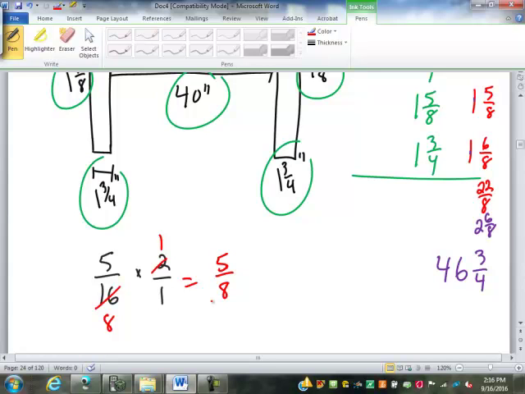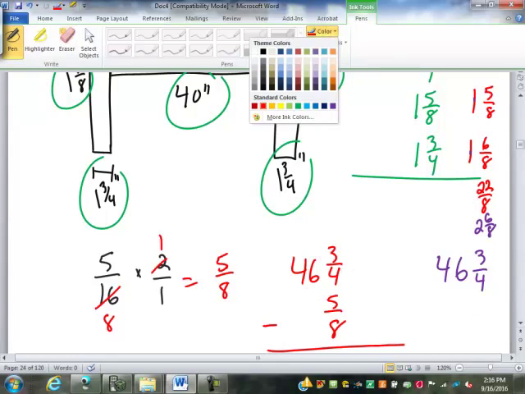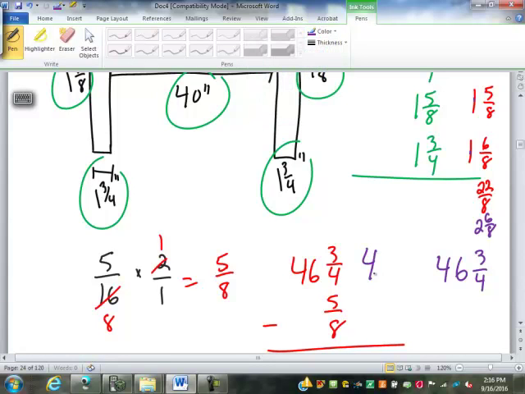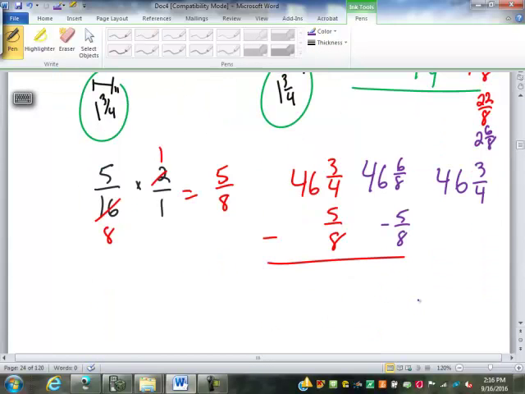So now I can subtract 5/8 off of my 46 3/8, or 46 3/4, sorry. I was jumping ahead of myself. And of course I have to change this into eighths, so 46 3/4 is going to be 46 6/8. So we end up with 46 1/8 there.